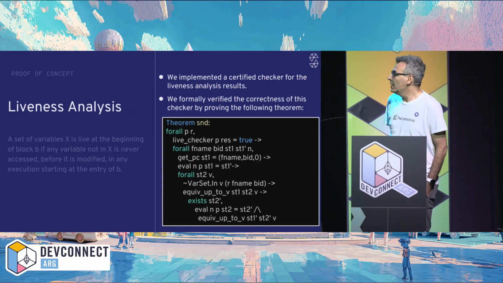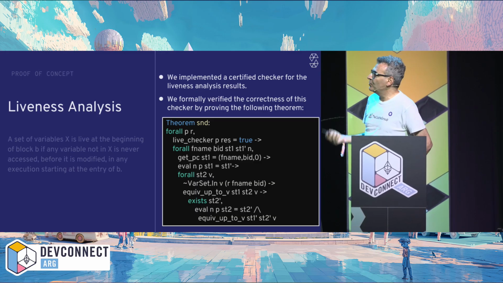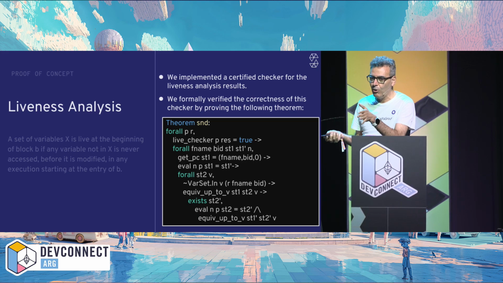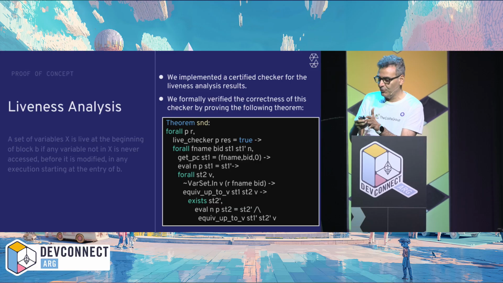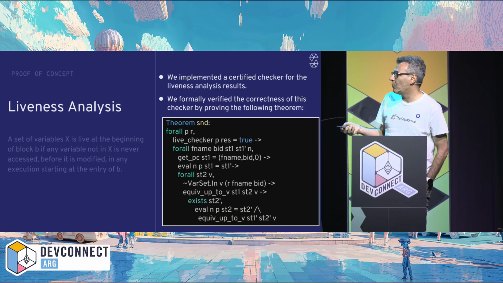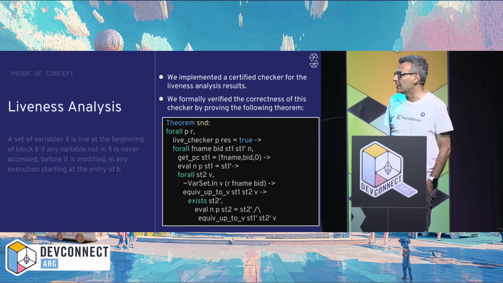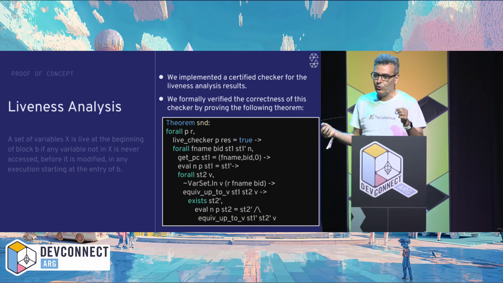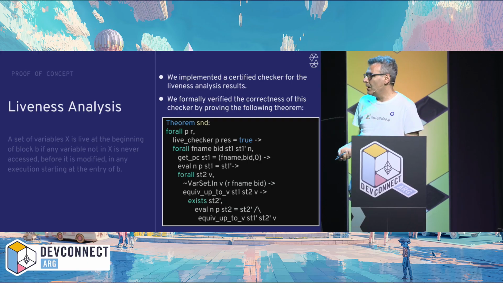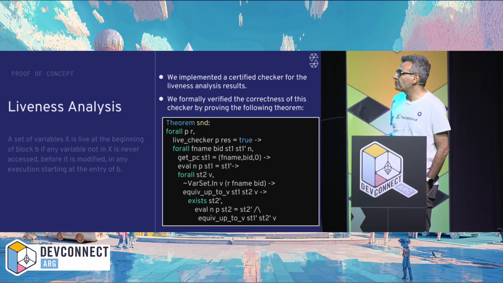Okay. So as a proof of concept, we have used these semantics to verify the results of the liveness analysis. We say that a set of variables is live at the beginning of a block if any execution starting from this block is not affected by any variable that is not in that set. So we have developed a checker for the liveness, which takes a program and liveness information and tells us if the results are correct or not.